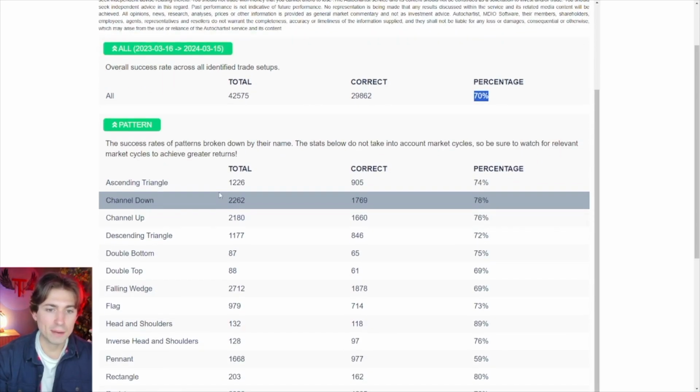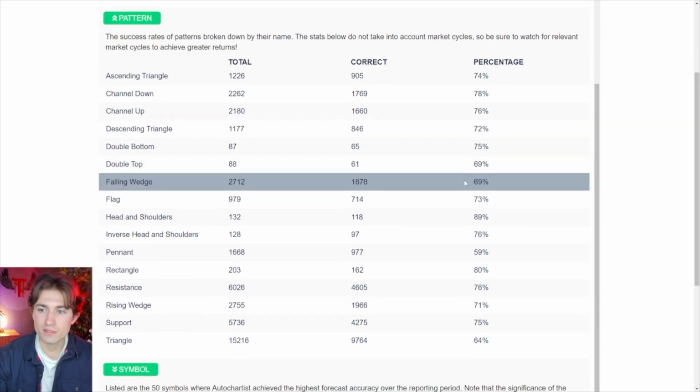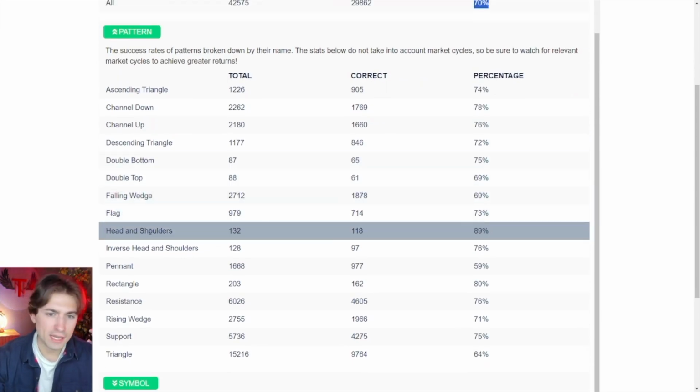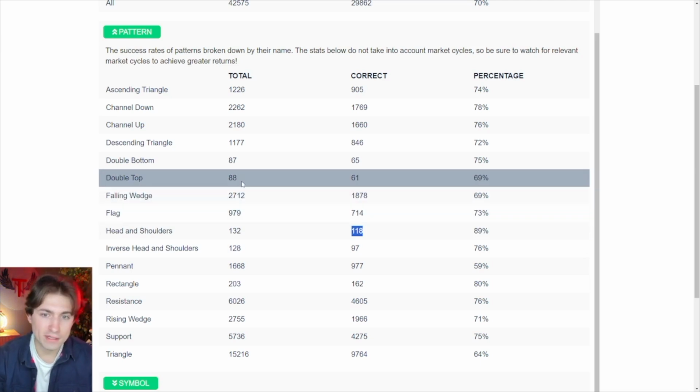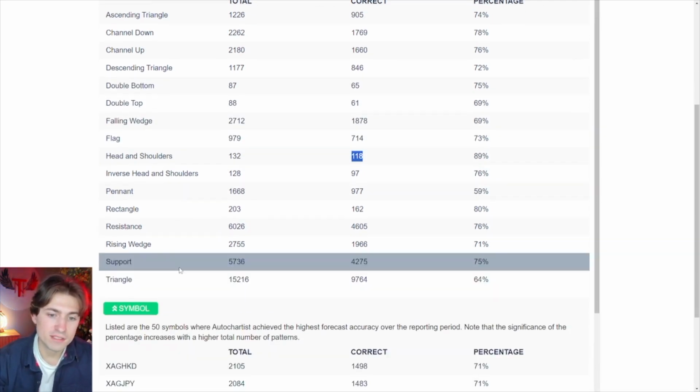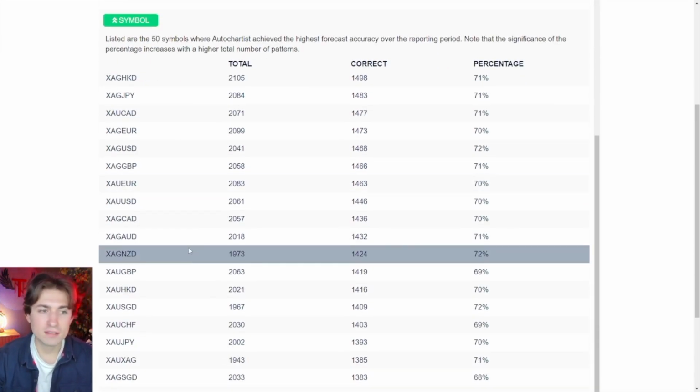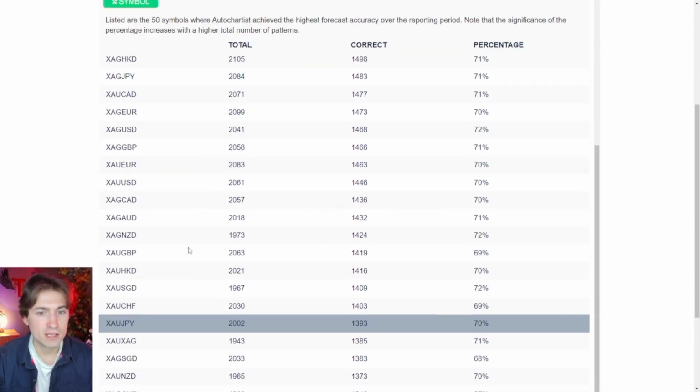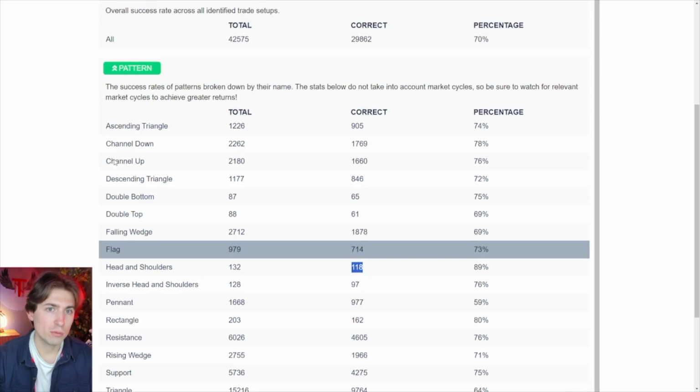Patterns, you can also go through patterns. Look at this, very, very cool. You can see the highest to lowest. So I think head and shoulders pattern giving us a high probability of 89%, out of 132, 118 of them were correct. Very cool there. You can see by symbol as well. Just really next level stuff that they offer all of this for you to go through within their software.